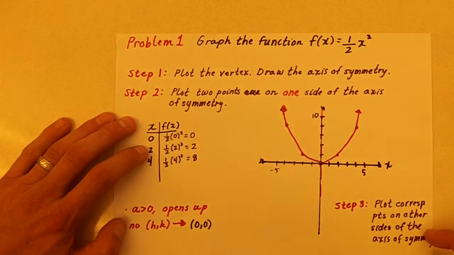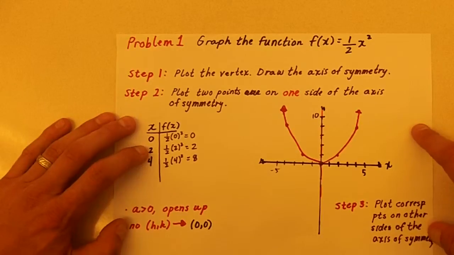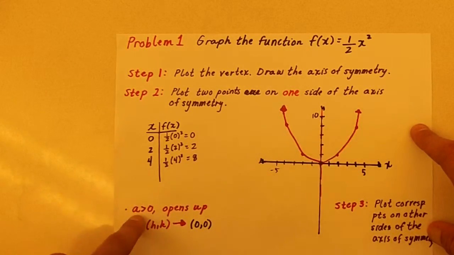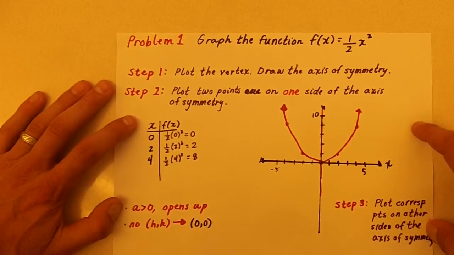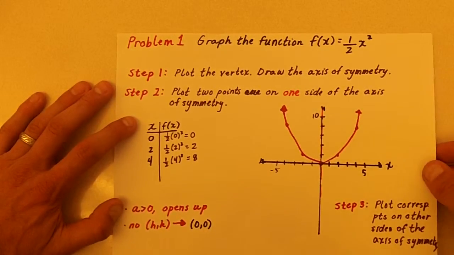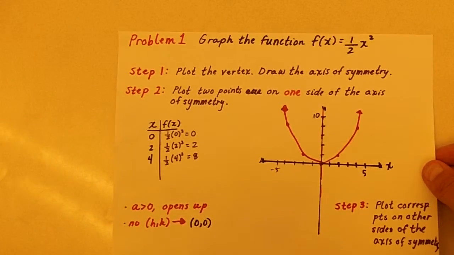Okay, so a couple things to note. I knew that the parabola would open up because the a value is greater than 0, and we also know that the vertex is at 0, 0. And I shouldn't say no vertex. There's no h and k present, so they're both 0, 0. So let's take a look at a compression here.